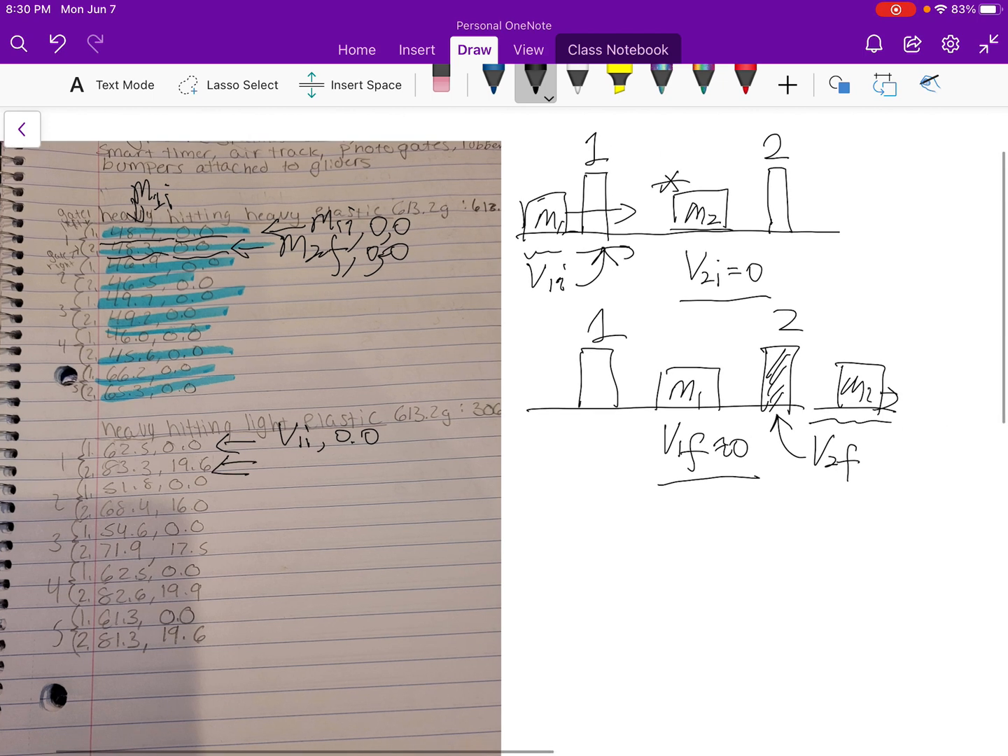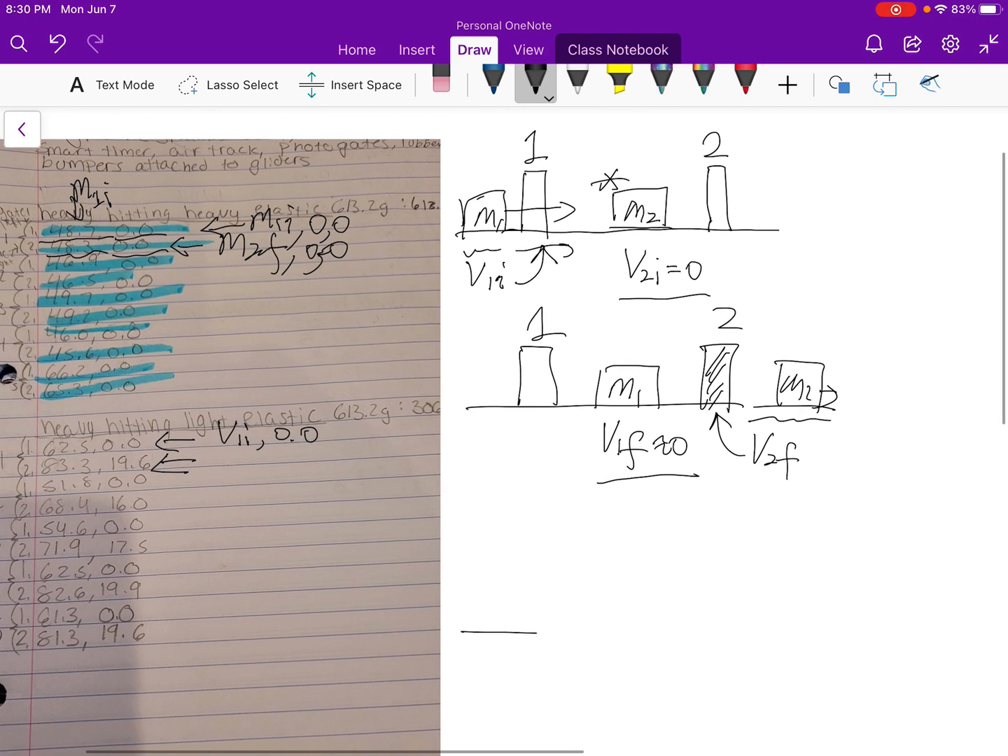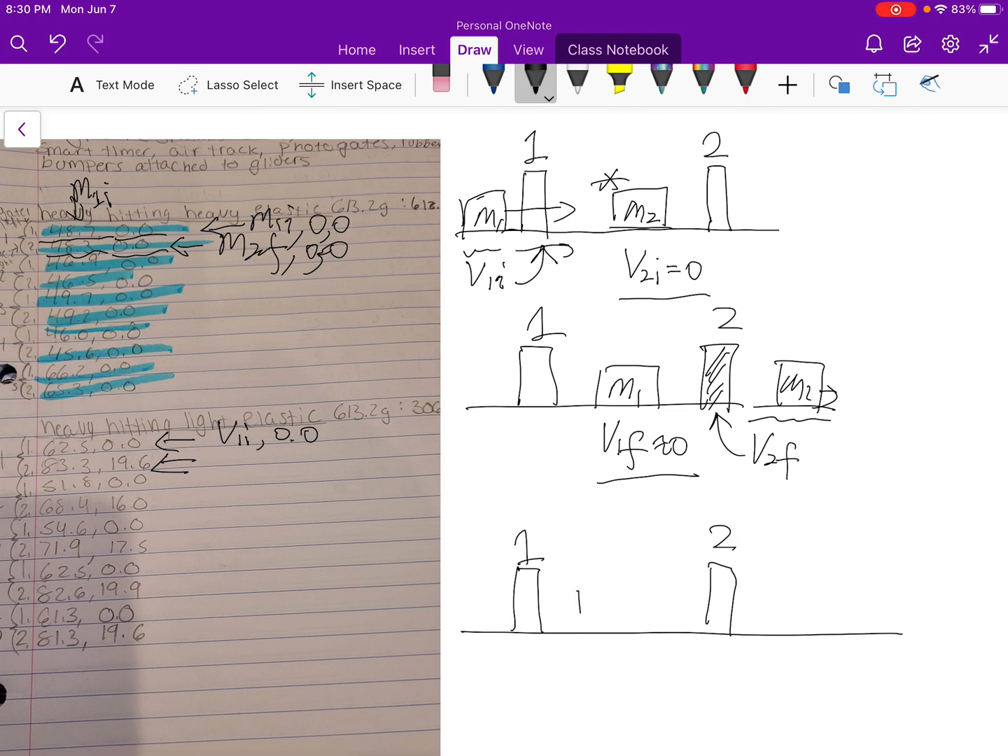Okay, so let's move to the right so we can draw a bigger diagram here. So here's gate 1, here's gate 2. I'm just drawing after the collision. So here M1, it is still traveling at M1's final speed. And M2 has traveled through at this point when I was drawing it. M2 has traveled through with M2's final speed.